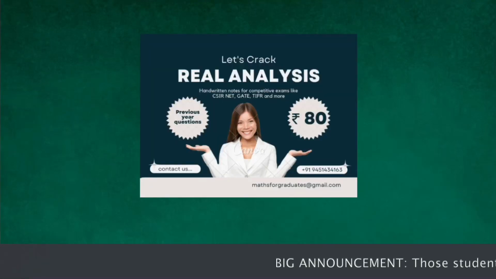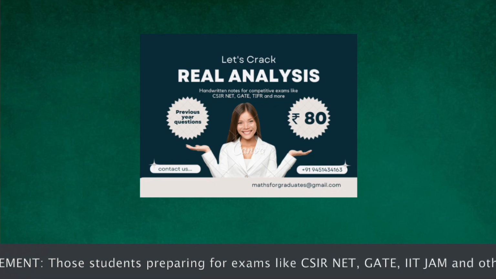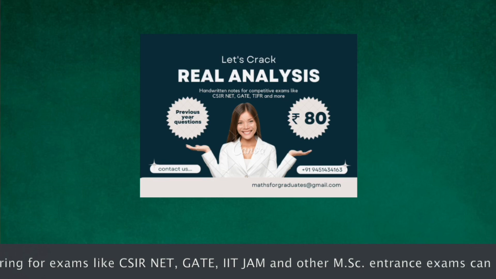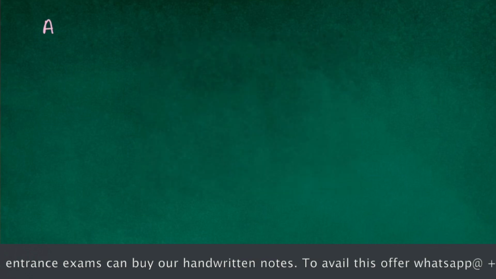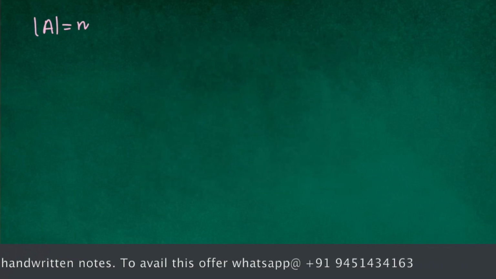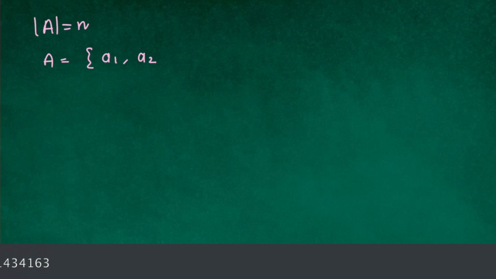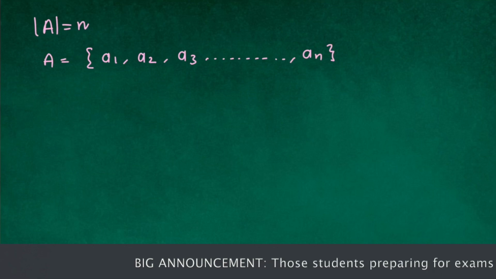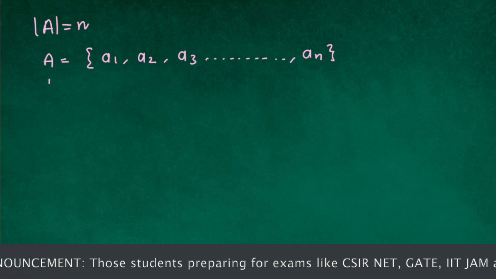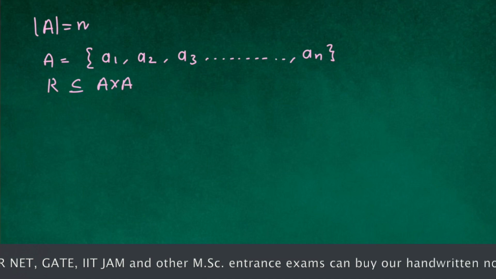Today we learn how to find the number of reflexive relations, the number of symmetric relations, and also the number of equivalence relations. Okay, so let's start. Suppose we have a set A whose cardinality is n, that means set A has n elements. Suppose those elements are A1, A2, A3, and An. And suppose a relation R is defined, then R will be a subset of A cross A. This has all been taught to you in previous videos.